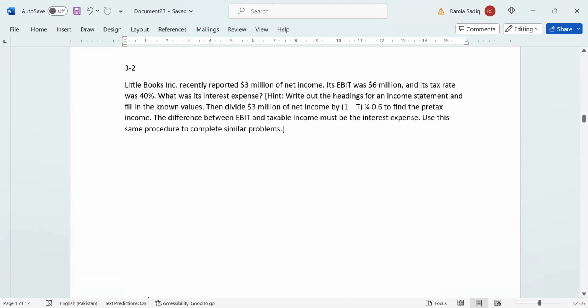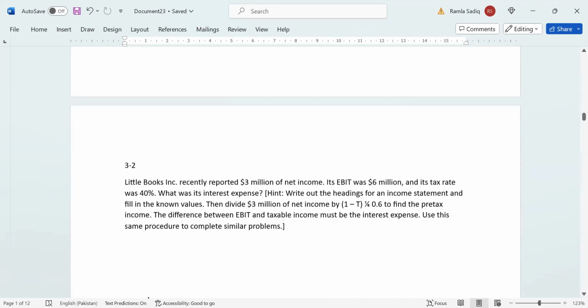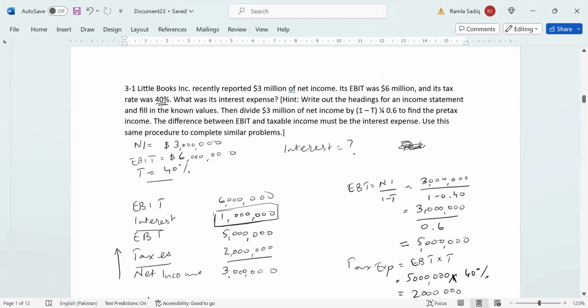Okay. Now, question 3-2 says, Little Books Incorporated recently reported $3 million of net income. Its EBIT was $6 million and its tax rate was 40%. What was its interest expense? Once again, what we want to do is follow the same methodology as before. Okay, we've got our EBIT and we have our net income.